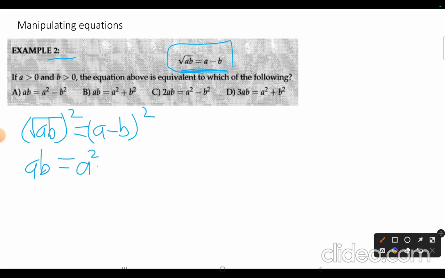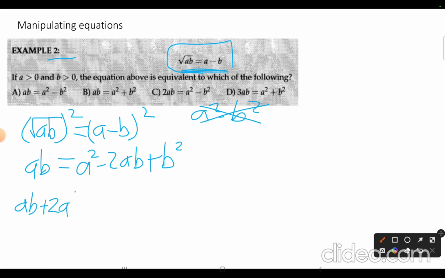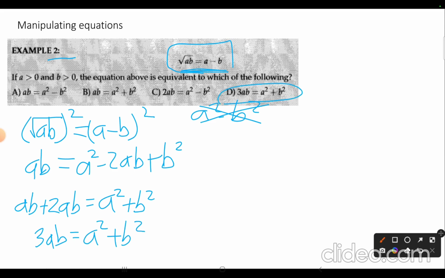This one is an identity, a squared minus 2ab plus b squared. Please don't write this one as a squared minus b squared. No. ab and this ab, they are like terms. Let's take them to one side and we change the sign. A squared plus b squared. You see, this plus belongs to b squared. ab plus 2ab is 3ab. And here we have a squared plus b squared. It is d.